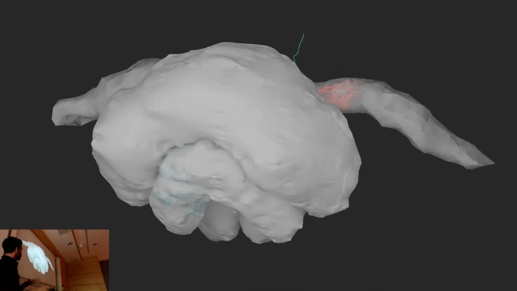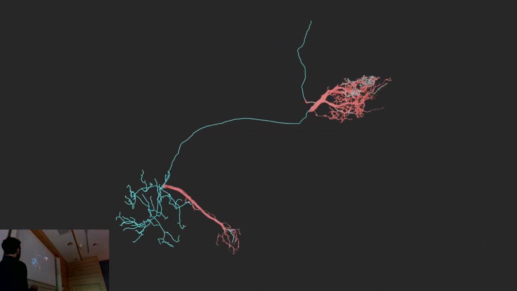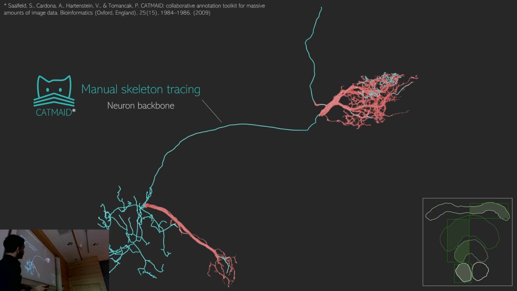And we do that in two ways. One, we have manual tracing, and here we're only tracing the skeletons of the cells, and it gives us the topology of the neurons, so where the branches go, how many branches, and so on. And that we still do manually. We use a software called CATMAID, which makes it very easy to do this work, but it still takes a crazy amount of time.